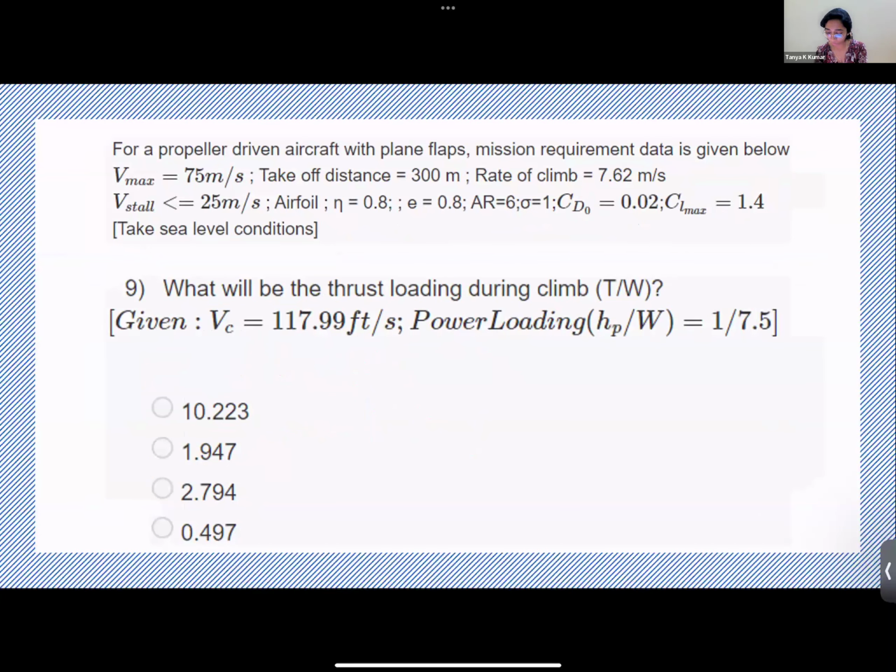Next, what will be the thrust loading during climb? Now, thrust loading for a propeller-driven aircraft, you have the direct formula. Do you remember that? Thrust loading. Just go over your notes, find out the value. You just directly substitute the values and you get it. Okay?